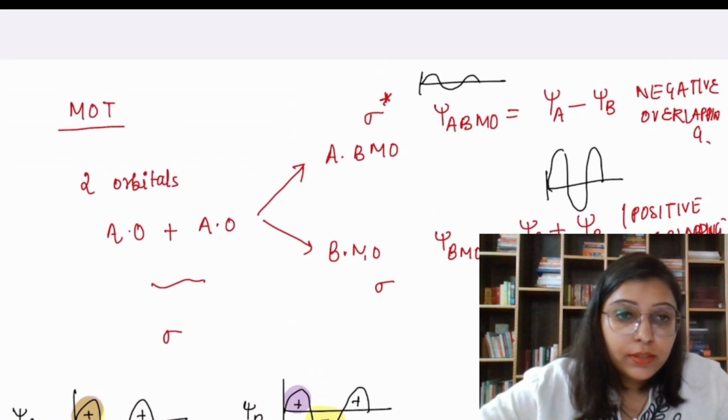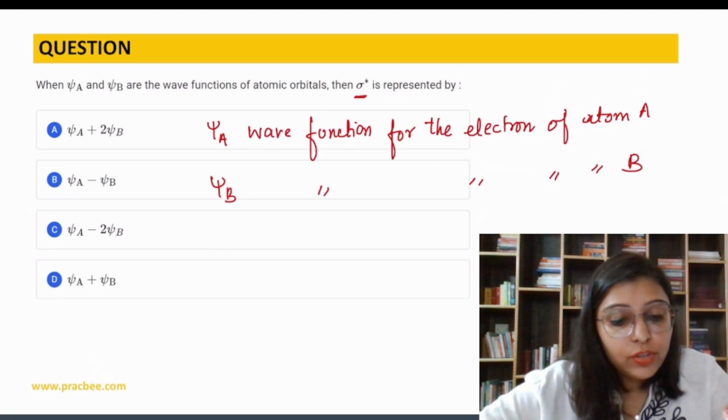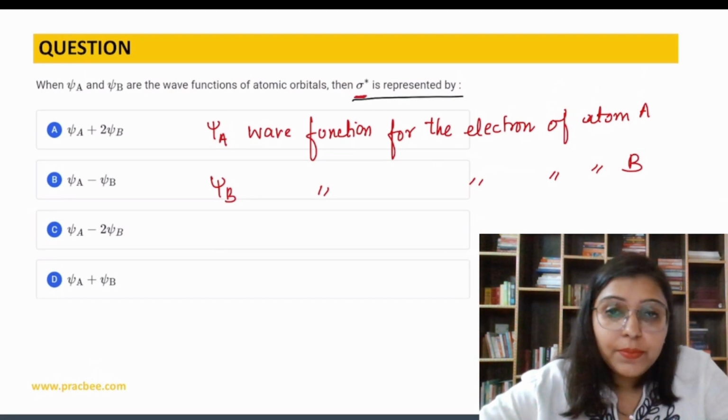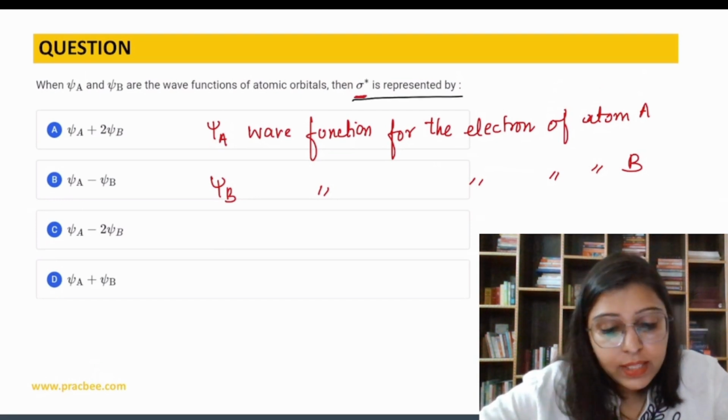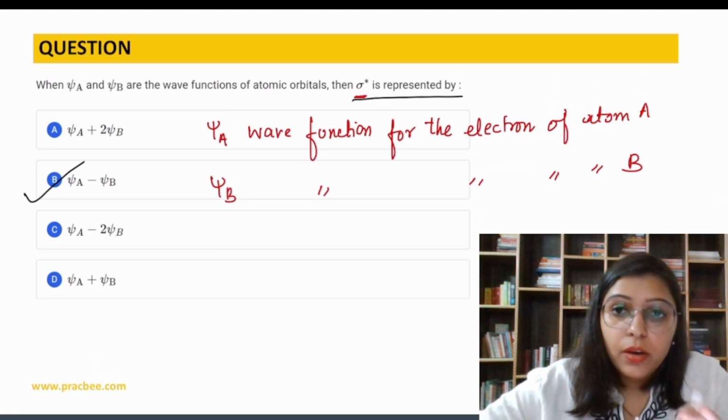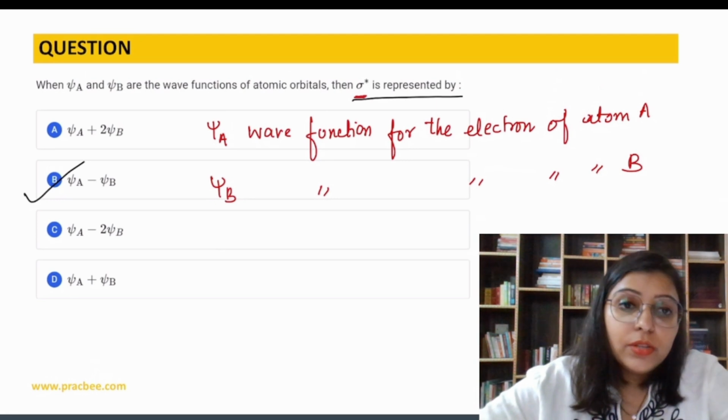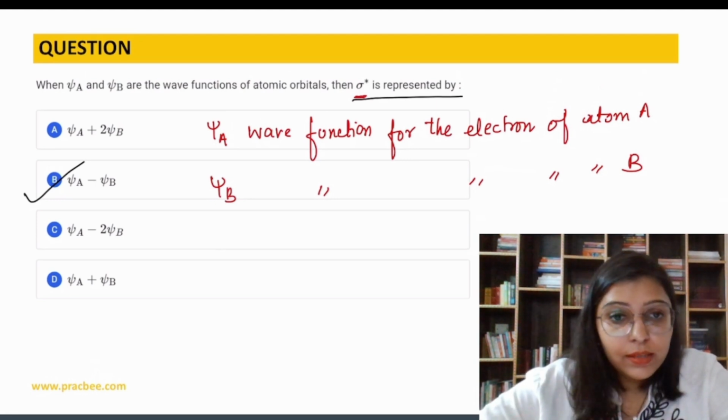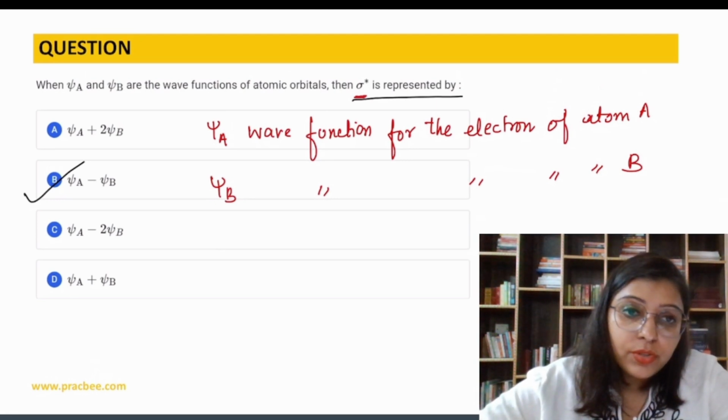But this is not the question. The question is how sigma star is represented. Obviously, psi A minus psi B. It means we have to do the negative overlapping. So that is going to be the answer. Okay, now let's do the next question.